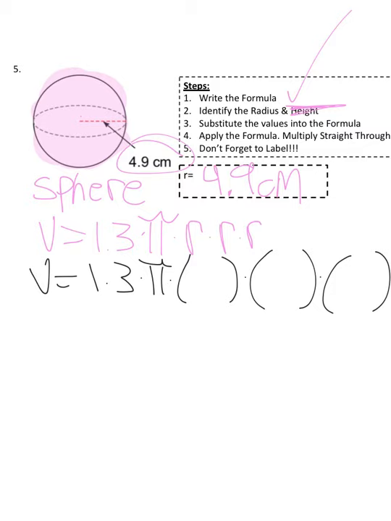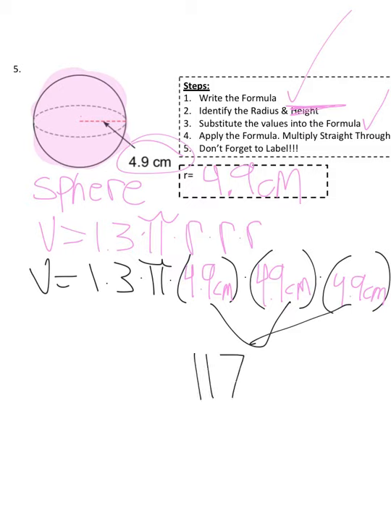Now I need to do step 3, which is substitute the values into the formula. So I need to substitute what is the value of r. Well, we know our value of r is 4.9 centimeters. So I'm going to write that 3 times. Okay, step 3 is done. Now we're going to apply step 4, which is multiply all the way straight through. So what's 4.9 centimeters times 4.9 centimeters times 4.9 centimeters?